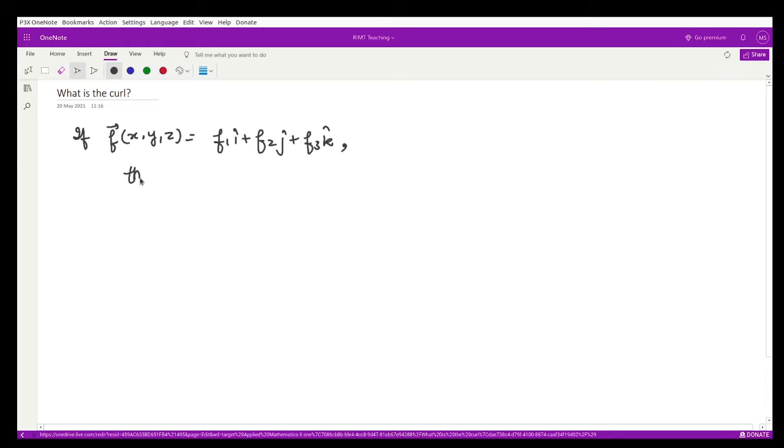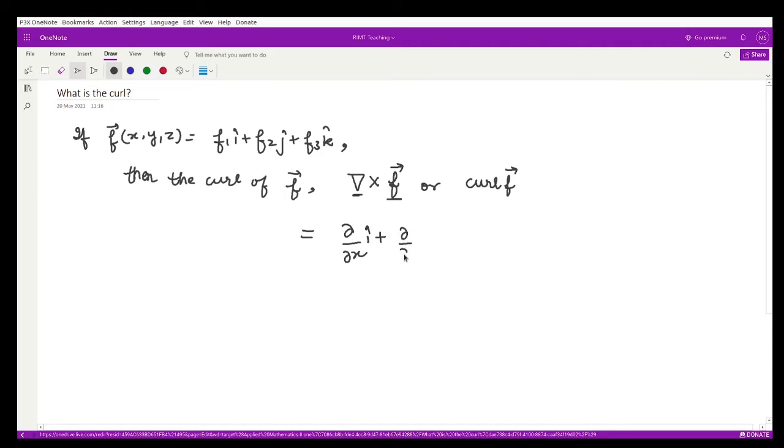Then we can define the curl of this vector f by del cross vector f. That means here we have to take the cross product of the operator del with the vector f, or we can write this as curl vector f. By definition, this quantity is equal to the cross product of del by del x i cap plus del by del y j cap plus del by del z k cap, with f1 i cap plus f2 j cap plus f3 k cap.